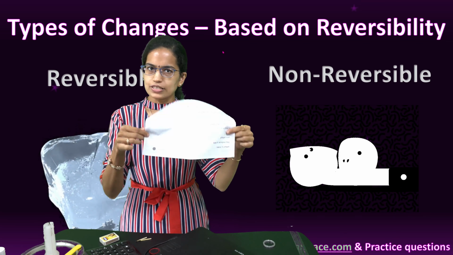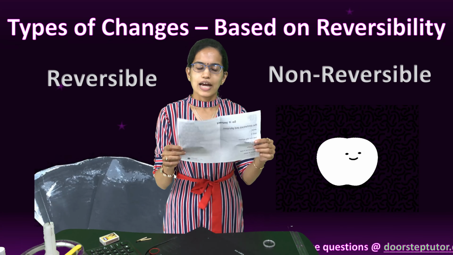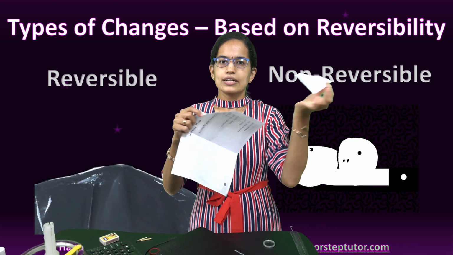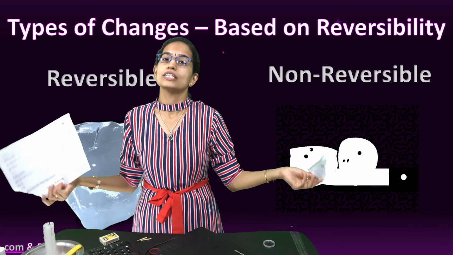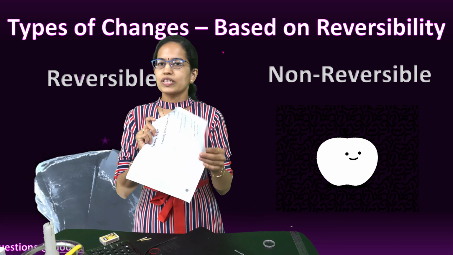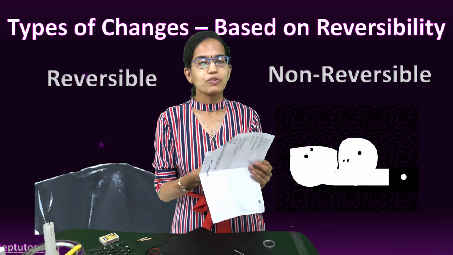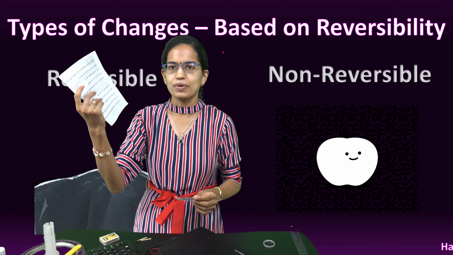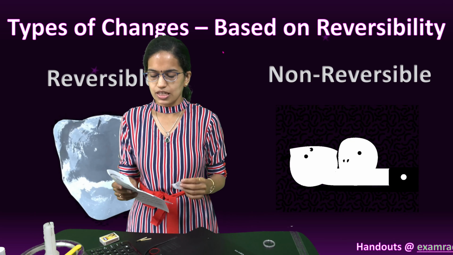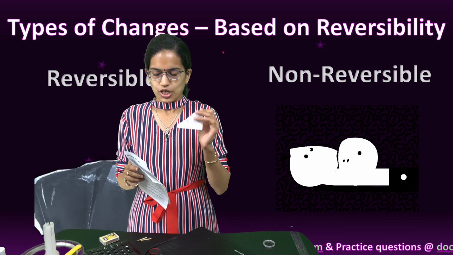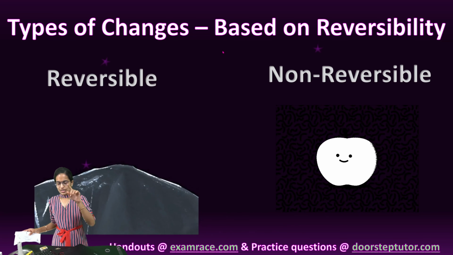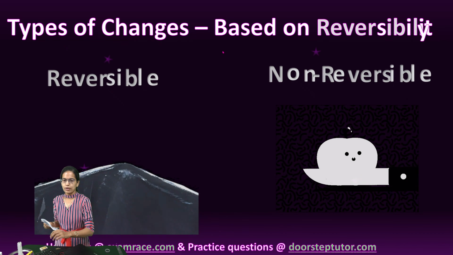Now, same piece of paper. What I do is, I take the paper, I tear it. Can I join it without a tape? No. So this is not reversible. So with the same example of paper, we have understood that folding of the paper is a reversible change. However, if I tear a paper, it is a non-reversible change. Don't go. We have another interesting example with the same paper.